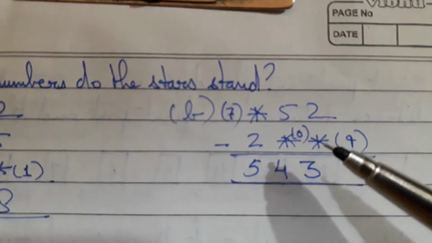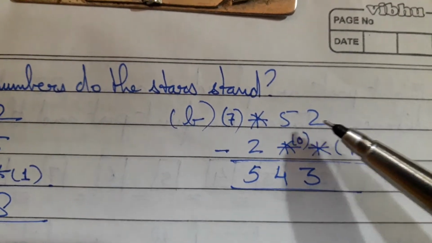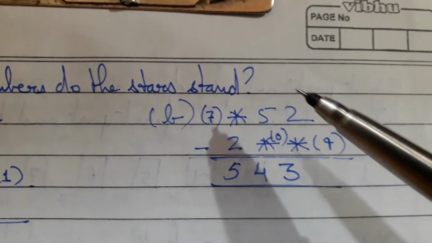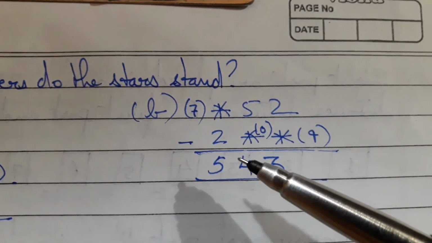Let's look at this one. So how would you get a 3 if you subtract something from 2? You cannot, right? So from 12 you have to borrow 1. So 12 minus 9 is 3. So now here what happens? 4 remains. So 4 minus 0 is 4, right?